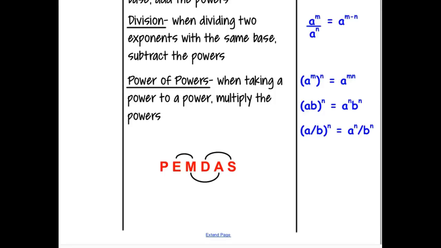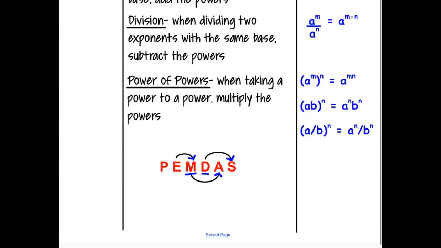But when you take the E, remember, exponents, we're saying if you're taking an exponent to an exponent, or power of powers, that means you're going to multiply the powers. Likewise, when you are multiplying exponents, you're going to add the powers. And when you're dividing exponents, you're going to subtract the powers. I found that a really nice, neat, easy way to go about doing it so that way you don't forget.